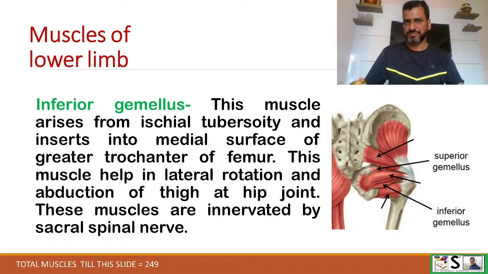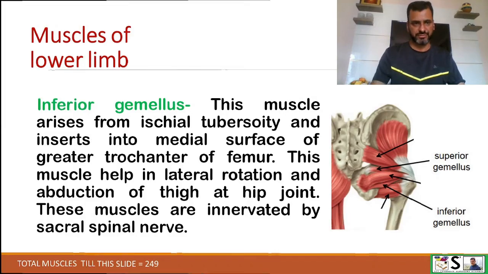Inferior gemellus. This muscle arises from ischial tuberosity and inserts into medial surface of greater trochanter of femur. This muscle helps in lateral rotation and abduction of thigh at hip joint, and these muscles are innervated by sacral spinal nerves.